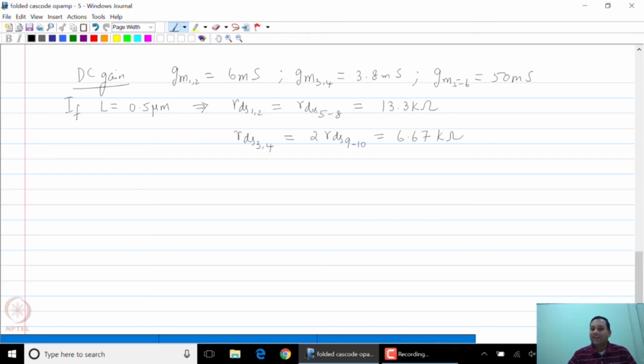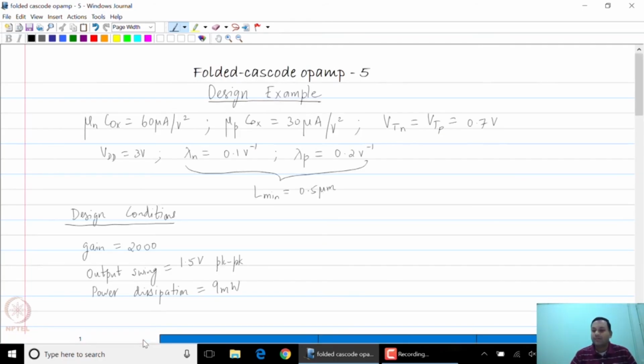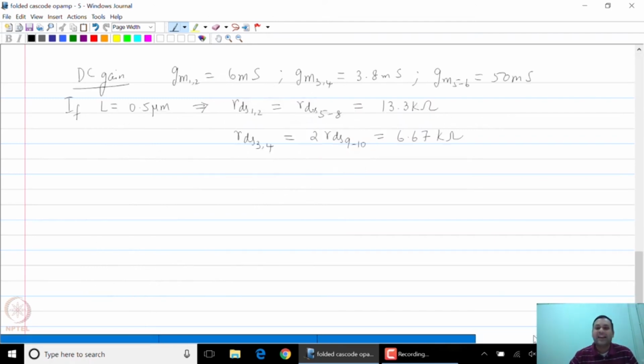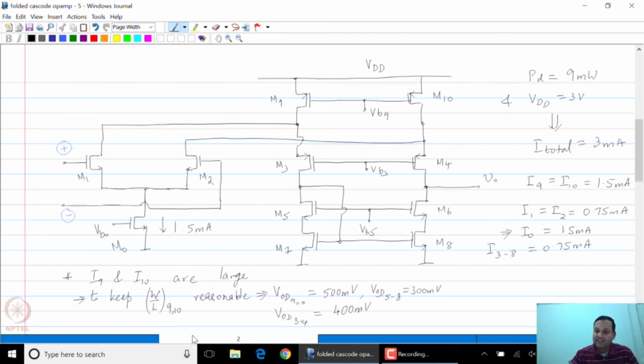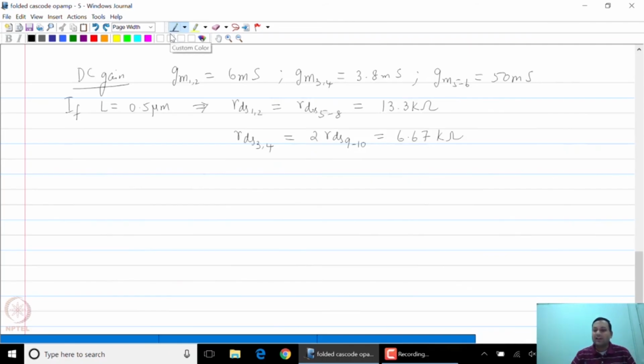Now note that first of all, the lambda of the PMOS transistor was already larger, so you expect the output resistance to be worse. You have designed them to have the same currents, and therefore the intrinsic gain of devices 3 and 4 is actually quite small. So please note that if you actually find out GM3 times RDS3, that ends up being quite small. You will soon find that this is going to affect us.